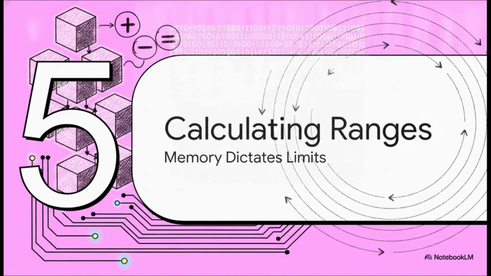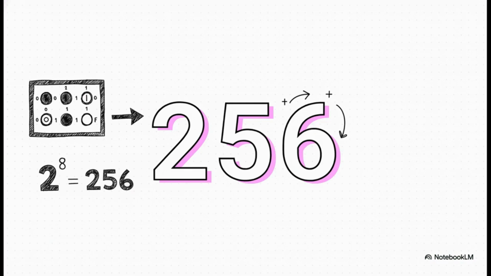Let's head into Section 5, Calculating Data Ranges. So you might be wondering, why do these specific byte sizes actually matter so much? Well, they dictate the strict mathematical limitations of what a variable can hold. Let's anchor the math here with a very specific number, 256.